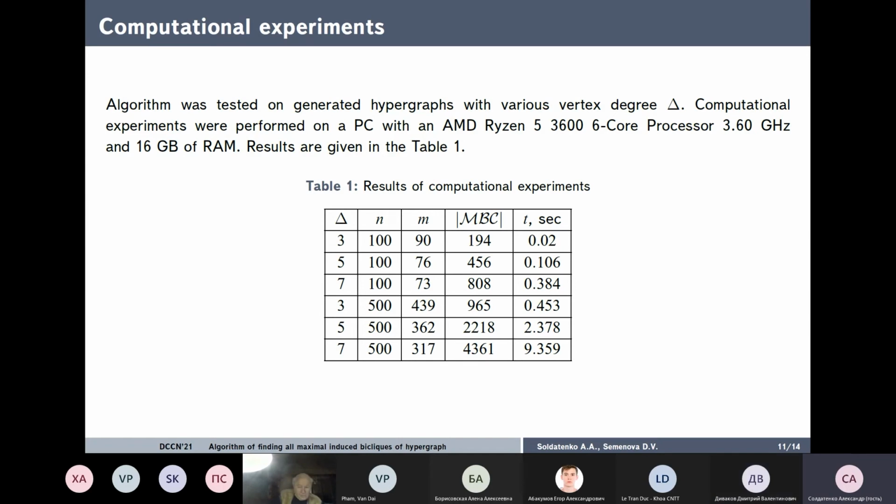We developed this algorithm for special types. This algorithm could work perfectly for graphs with small degree value or delta value. So it's perfect when it's 5 or 6. And in experiments, we tested this algorithm on hypergraphs with sizes of vertex sets equal to 100 and 500, but it's only in this paper.